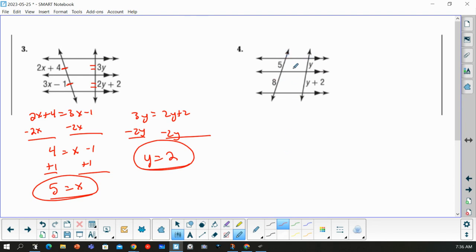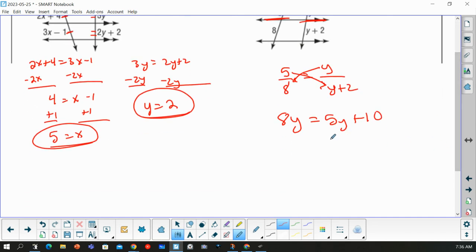All right, this one, it doesn't say anything's equal, so I do have to set up my proportion. 5 over 8, y over y plus 2. Okay. 8 times y is 8y. 5 times y plus 2, 5y. 5 times the 2. And then we're going to subtract the 5y because we're just trying to get a y by itself, and this one's already close to being by itself on this side. 8y minus 5y is 3y. Divide by 3. 10 thirds, 3.3 repeating if you rounded it to the nearest tenth.